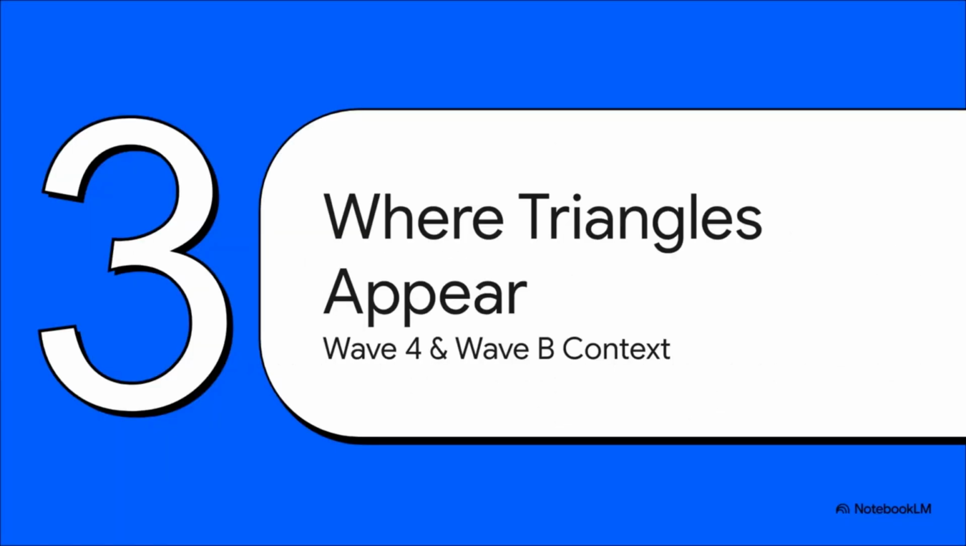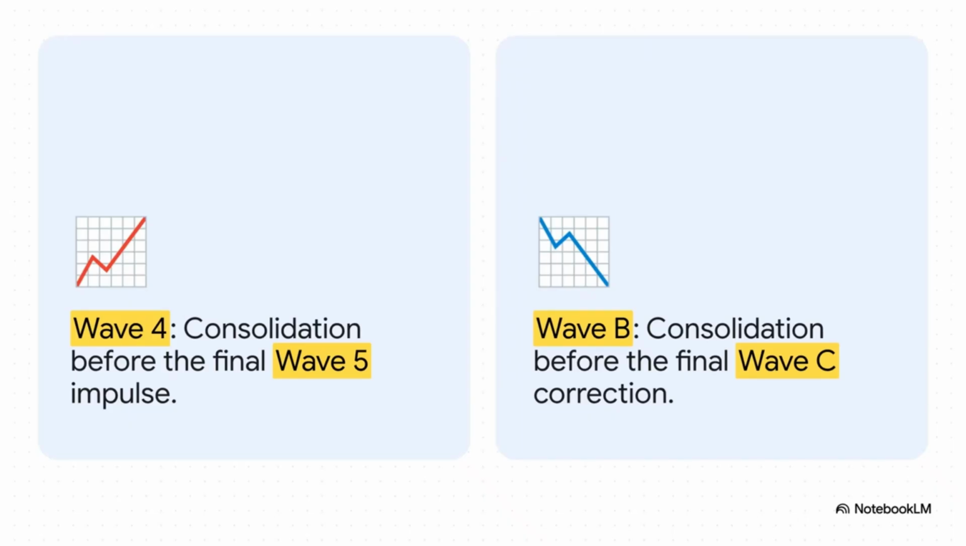Section 3. Where do triangles appear? Finding the shape is really only half the battle, right? Context is everything. According to Elliott wave principles, triangles usually appear in 2 very specific locations: wave 4 of an impulse sequence or wave B of a corrective sequence.